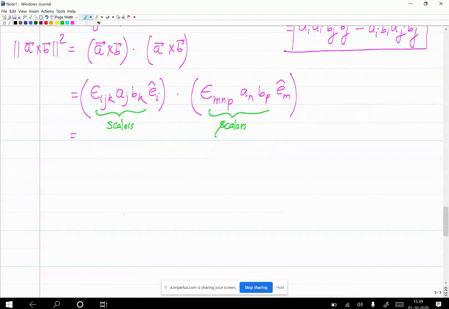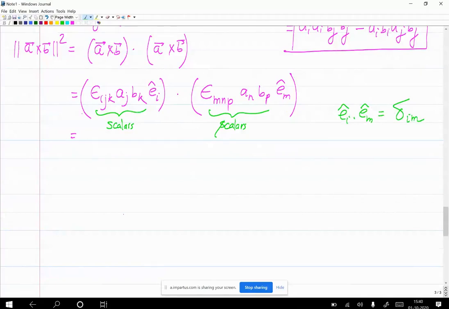And only EI and EM are vectors, and you have to take its dot product. So what is EI dot EM? What is this going to be equal to? They are unit vectors perpendicular to each other, E1, E2, E3. So EI dot EM is going to be equal to 1 when I is equal to M, and otherwise it is 0, right? So we can write this as Kronecker delta IM.